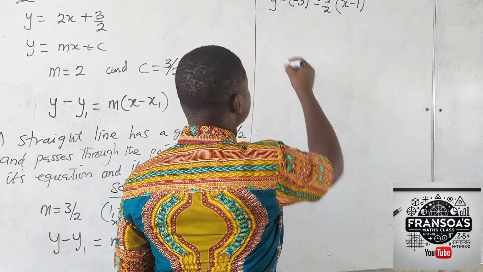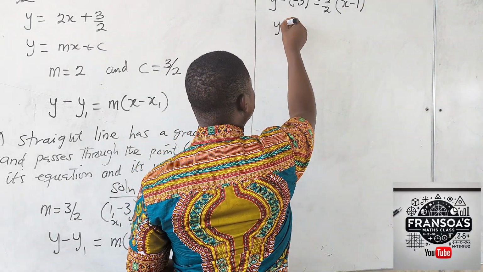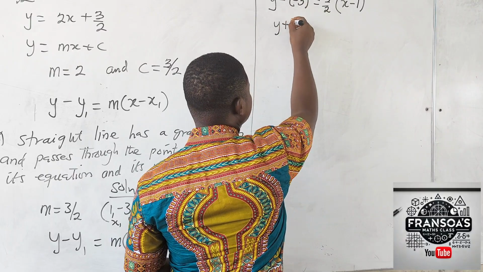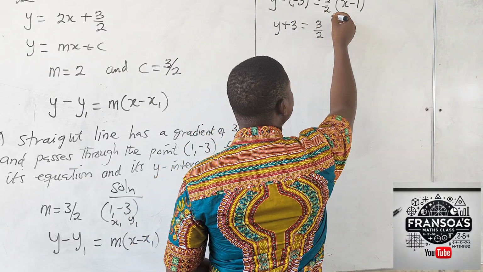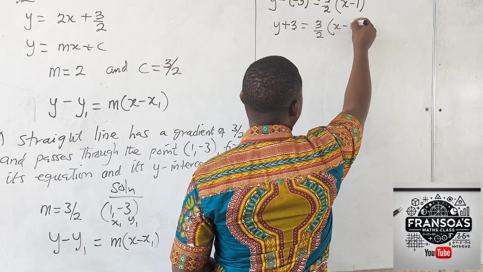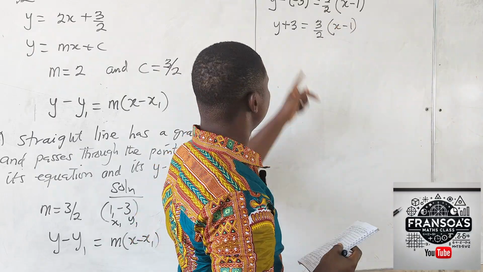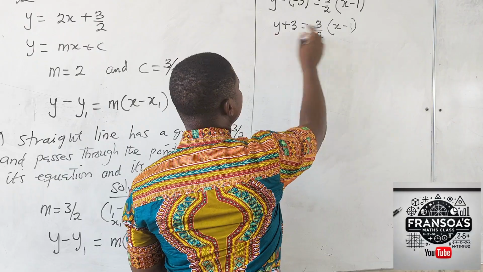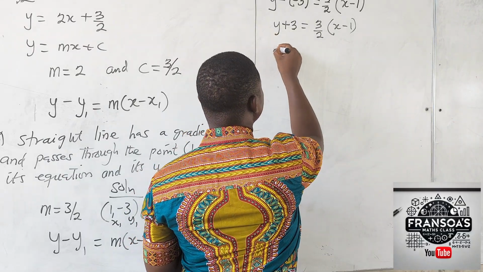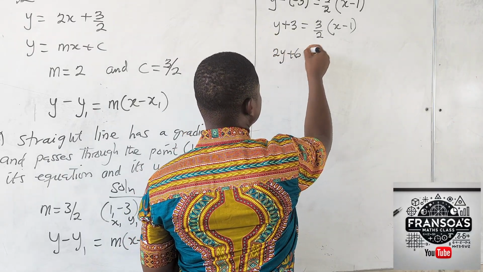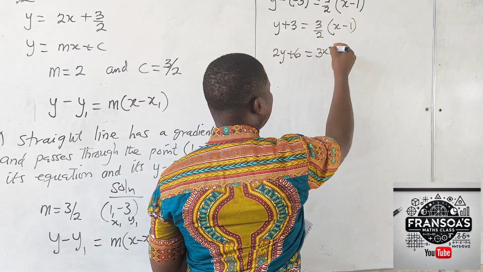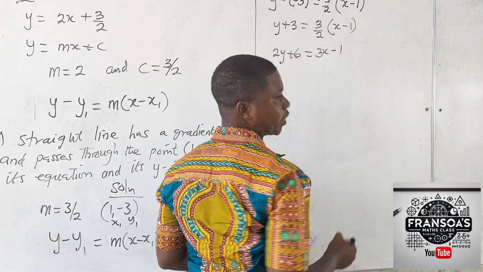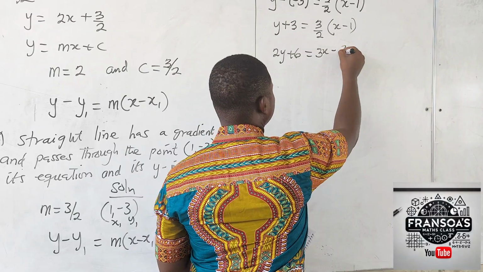So we expand that. y minus minus with plus, so y plus 3 is equal to 3 on 2 (x minus 1). So we can multiply through by 2. So we multiply both sides by 2. So we have 2y plus 6 is equal to, so the 2 cancel out, 3(x minus 1), minus 3, sorry.